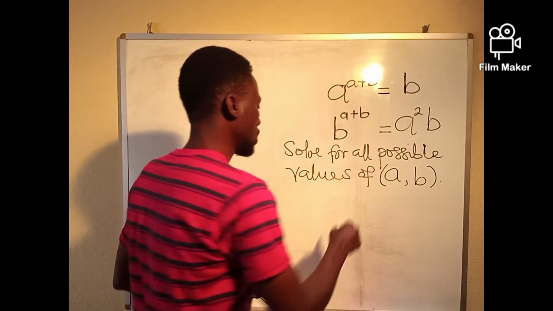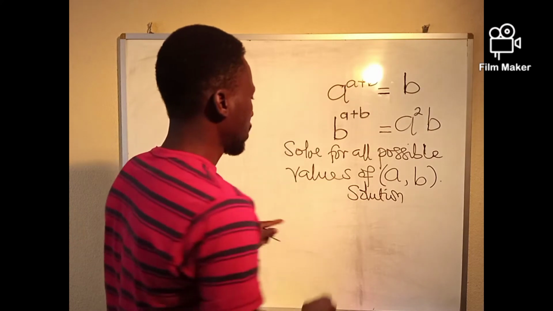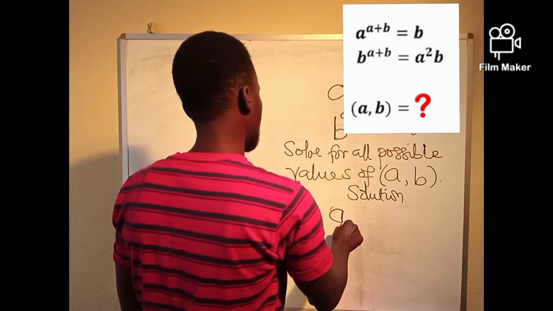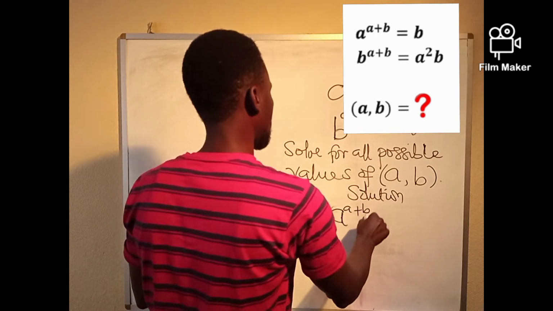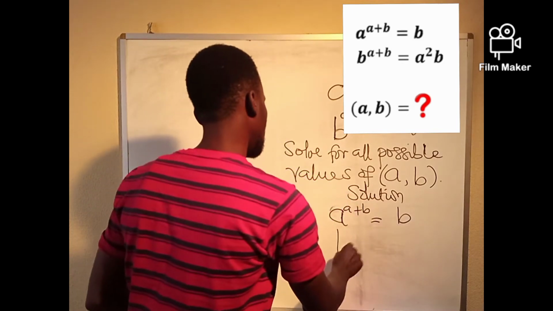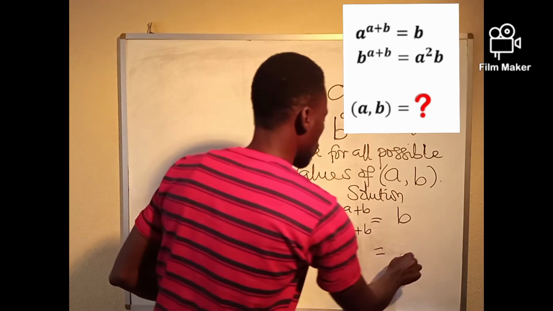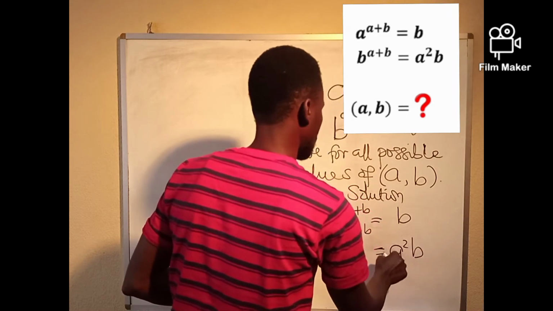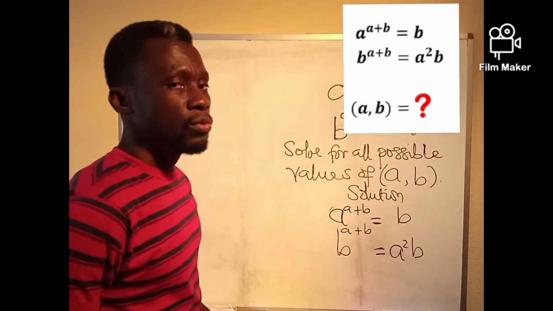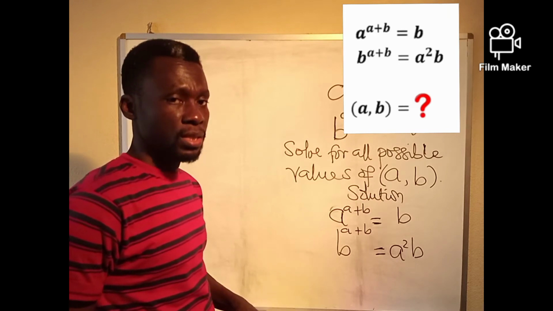All right, so let's put here a solution. Let's bring the question down once again and write it properly. That is a raised to the power a plus b is equal to b, and then we have b raised to the power a plus b is equal to a squared times b, that is a squared b. So now this is what we have, and we're going to apply the rules of indices or exponents in solving this question.